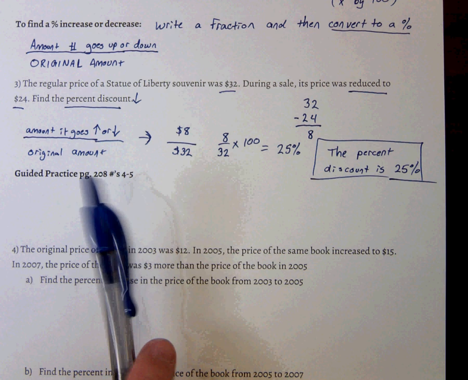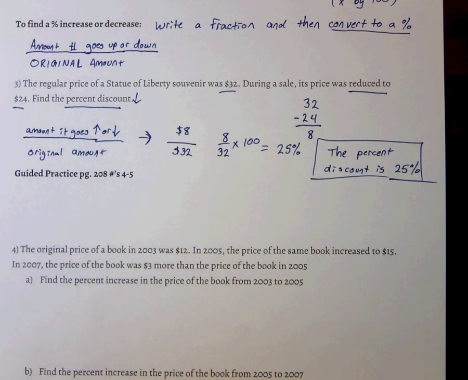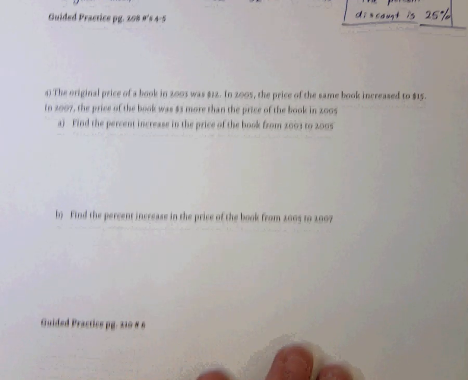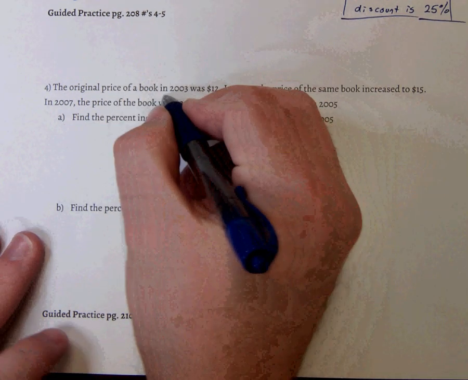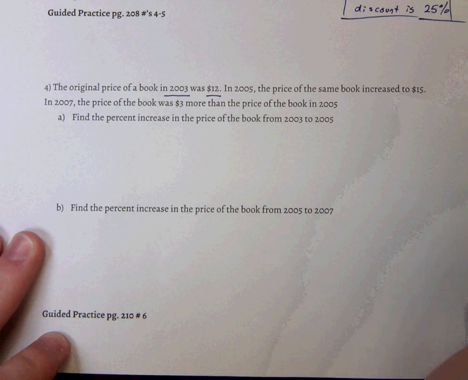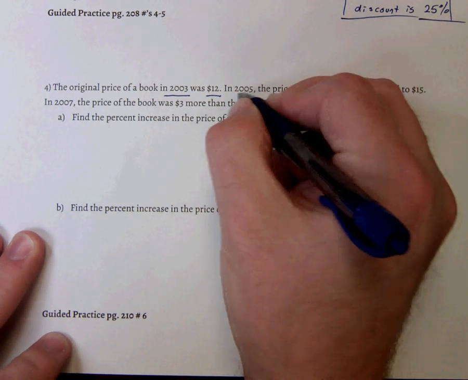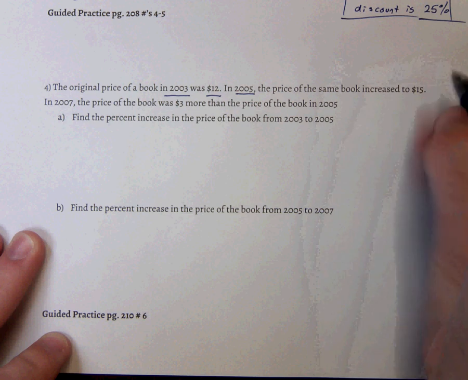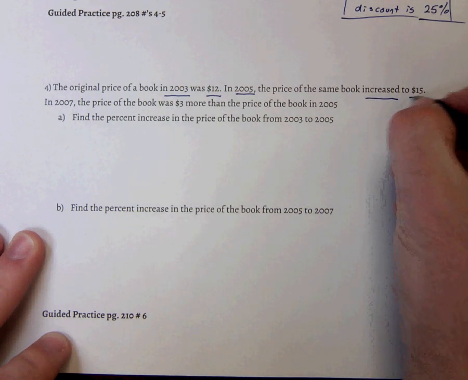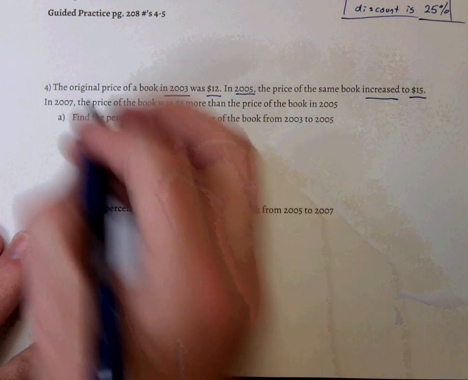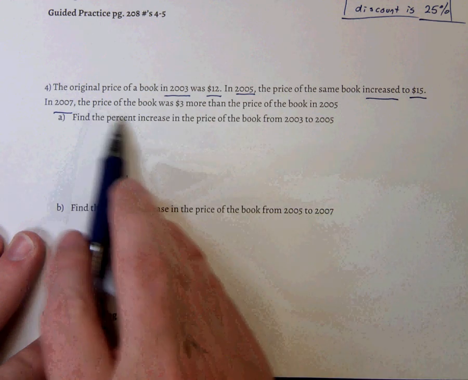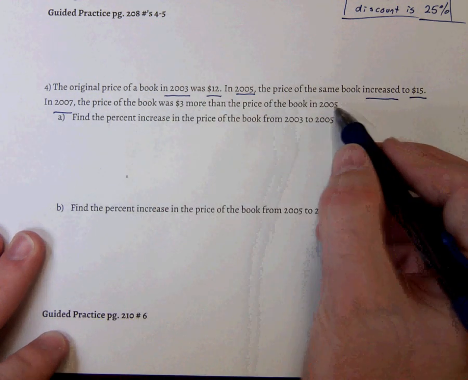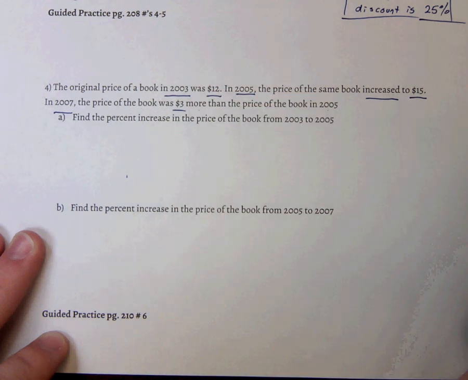Alright, last example, number 4. The original price of a book in 2003 was $12. 2 years later, in 2005, the price of the same book went up. It increased to 15 bucks. A couple years later, in 2007, the price is going up again. It says the price of the book was $3 more than the price in 2005. So it's going to go up $3 to something. Alright, part A. Find the percent increase in the price of the book from 2003 to 2005.